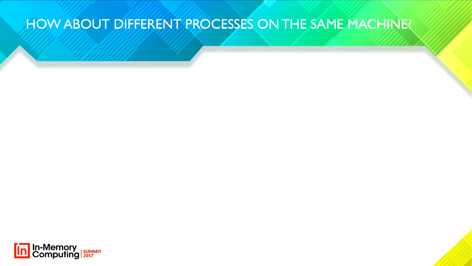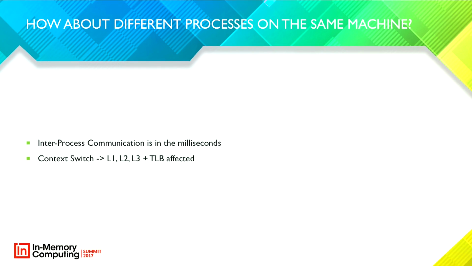So how about having different processes on the same machine? That should be quick, shouldn't it? Well, if you just look at inter-process communication, it's still in the microseconds. It's in microseconds, not milliseconds, so I was wrong there. But it doesn't matter, it's too slow. It's 5 times slower than we need. So that is out of the question. And even if you have a context switch, you will ruin your different cache layers and your TLB and your CPU, and that will make things slow. So it's a tricky thing to do.